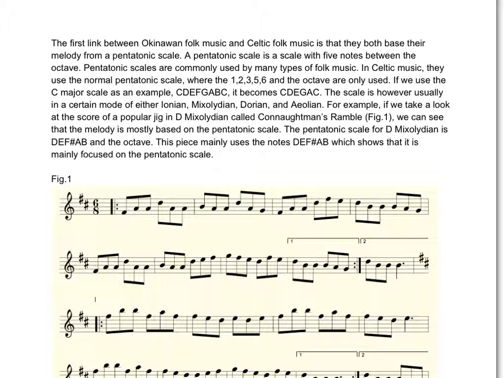Okay, so we're taking a look at your first link. Right off the bat, I'm not exactly sure what this idea of normal pentatonic scale means. I think you mean Western pentatonic scale, or try to find out exactly what that's called, or you could just say traditional pentatonic scale. And you need to explain where these numbers come from.